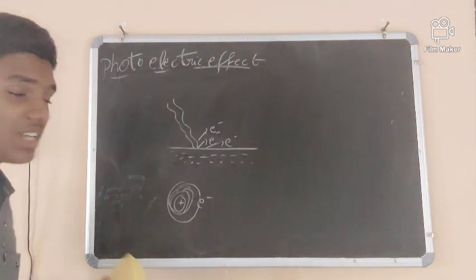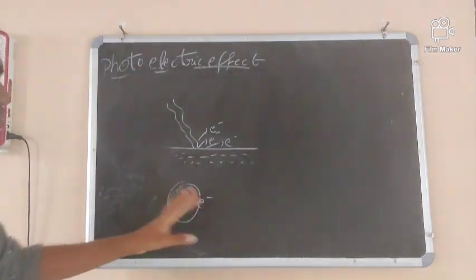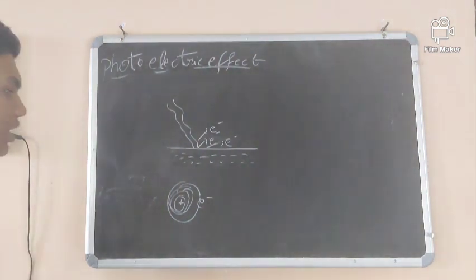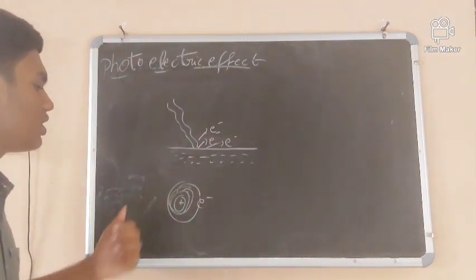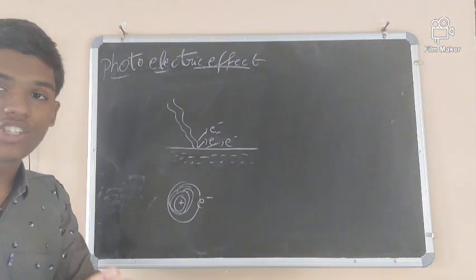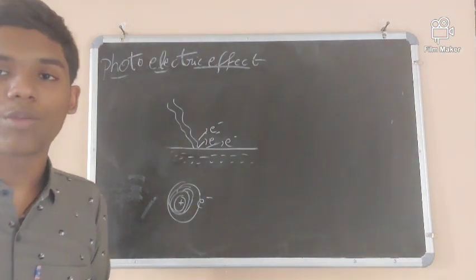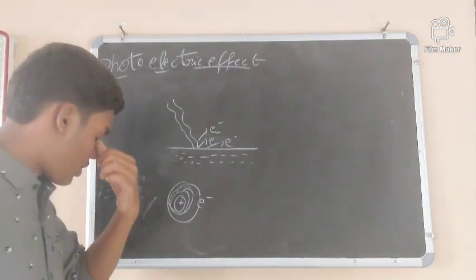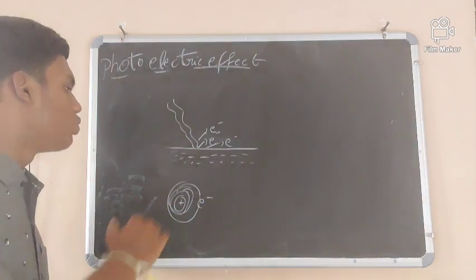There is attraction present between the nucleus and the valence electron. So, to eject the electron out of the surface of the metal, we need to break the bond between the nucleus and the valence electron. The energy required to take out the electron from the outermost atom is called ionization potential. So, when the bond is broken, the electron is ejected out from the metal.